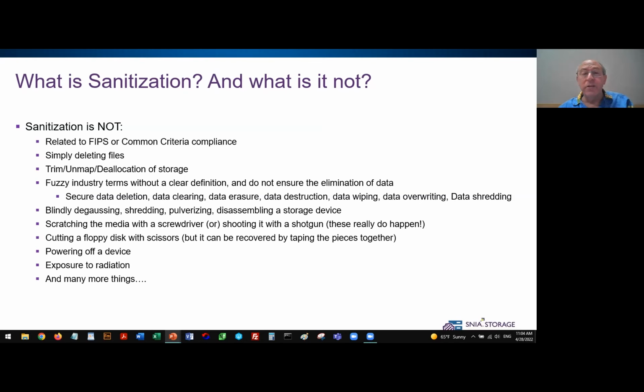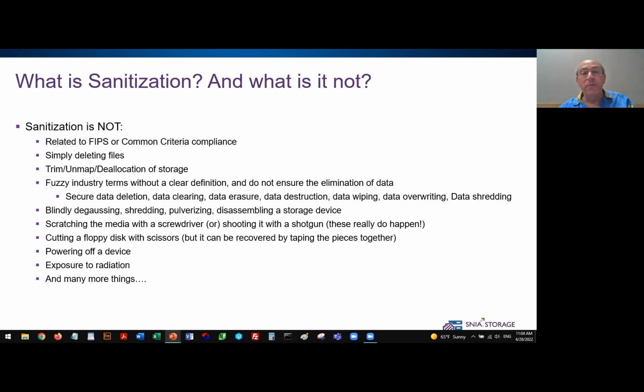There are a lot of terms in the storage and security industry dealing with elimination of data. These are all very fuzzily used, not used consistently, and there's no clear definition for them. So we've defined a word, sanitize, with a very specific definition. There are ways to destroy or destruct a storage device. Some of them may be effective at making it so that people can't get your data. Others are not so effective.